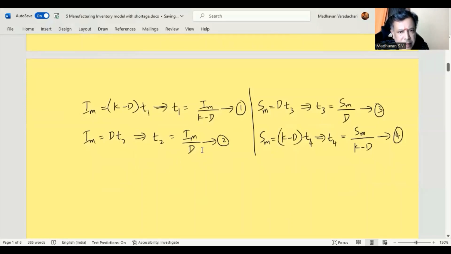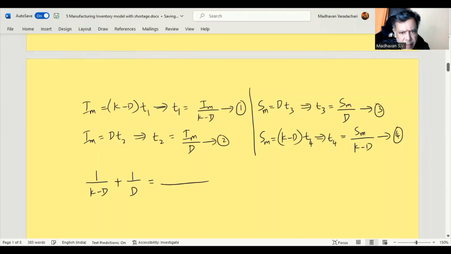Now, if you compare T1, T2, T3, T4, some of the elements are common. If I try to merge T1 plus T2, Im will be common, and I will end up with Im times 1 divided by K minus D plus 1 divided by D. Here also, if we club these two, I will have the same thing. Let us first calculate what 1 by K minus D plus 1 by D is.